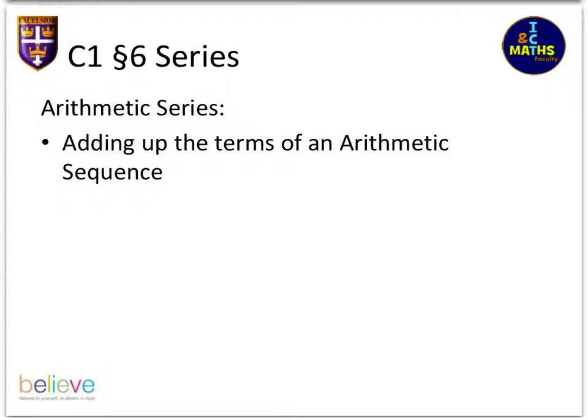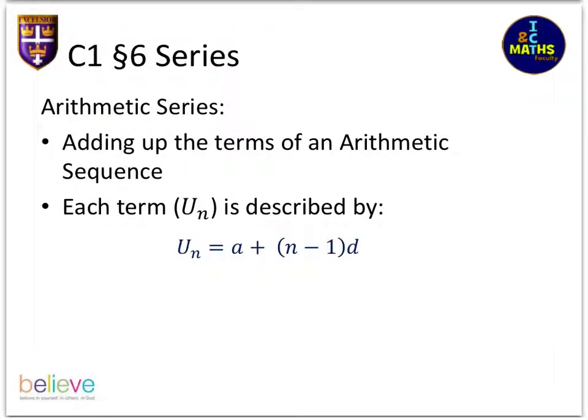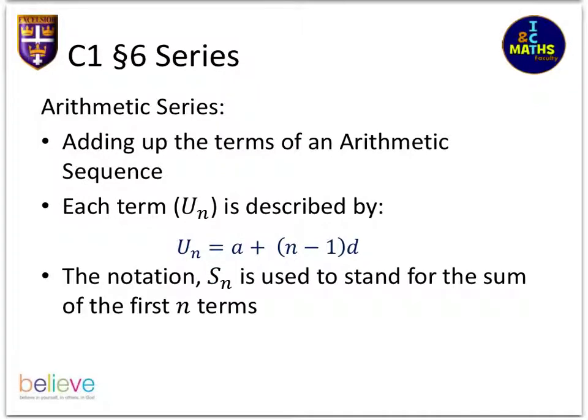For an arithmetic series, you will be adding up the terms of an arithmetic sequence. And you can recognise either of these because each term follows a particular pattern, and we have this nth term formula here that you should recognise. If you want to add up the first n terms of an arithmetic sequence or series, then we have this notation here, Sn, S for sum, and n is the number of terms that you want to add on. It's just important to know that it's the first n terms as well when you write it like that.